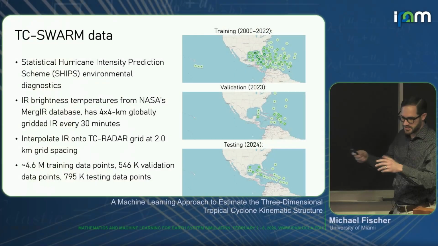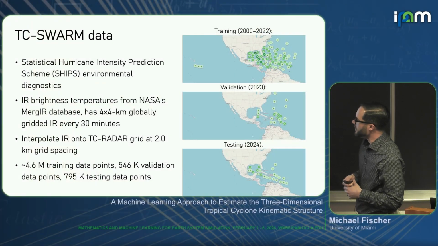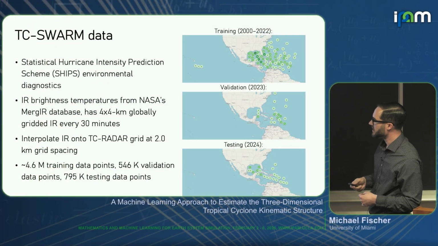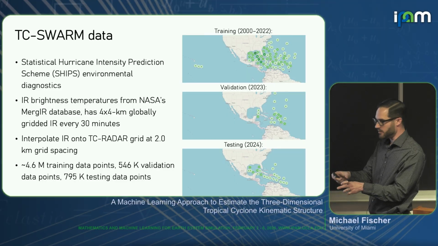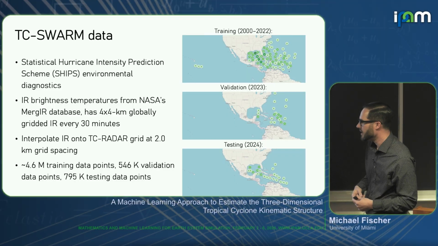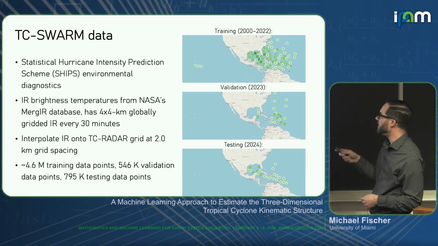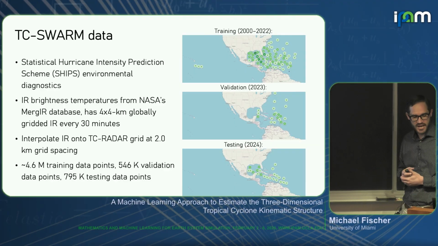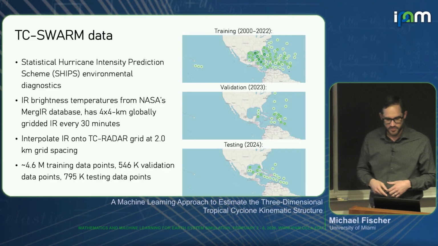Okay, so we're going to use this TC radar database to train our model, TC swarm. In this case, I talked about the inputs here. I interpolate the IR brightness temperatures to the 2-kilometer horizontal grid spacing of TC radar. And I'm using the period 2000 to 2022 as a training period.